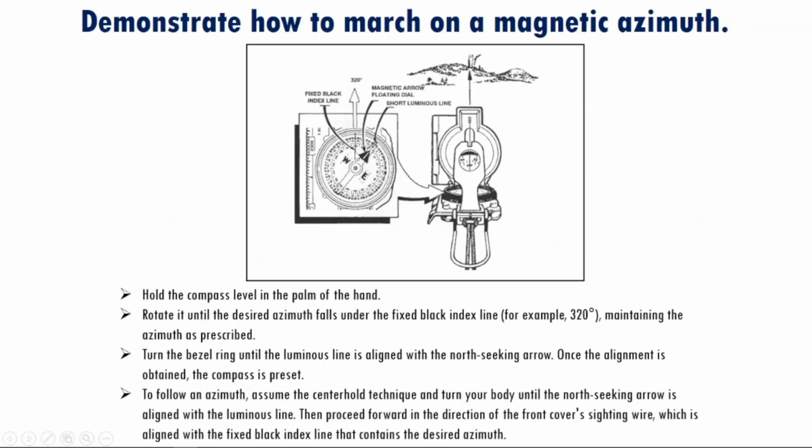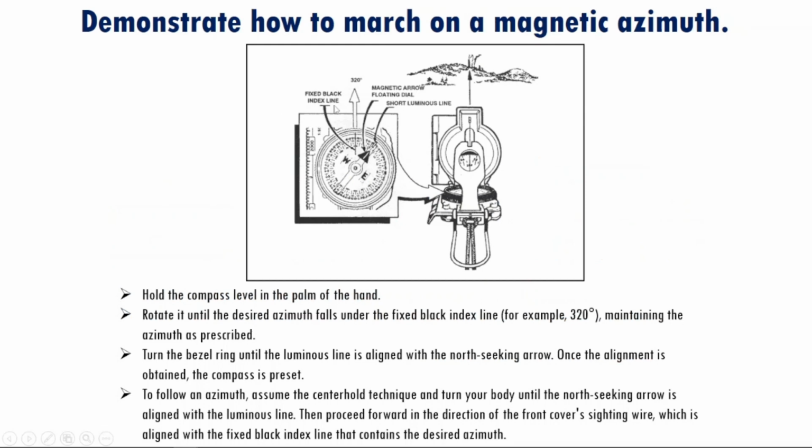Here we have the fixed line. This fixed line does not move. If you have a compass on your phone, especially those who have iPhone, you will see there's a line that is there. No matter what you do, it does not move. Sometimes it's white, sometimes it's red, sometimes it's black. I think it depends on the background of your compass if you are using a phone. So you have the fixed black index line which does not move.